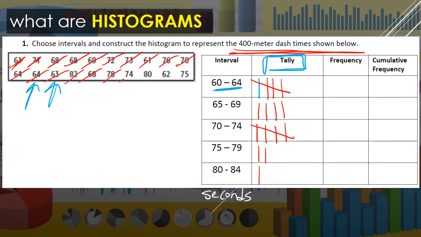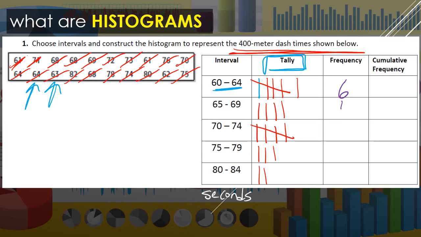74, so that's 5. We got 80. We got 62 and 75. So right now we just made tally marks, and we're going to figure out how many people run in between each interval. So between the interval 60 to 64, there are 6 people that had those times, somewhere in that interval range.